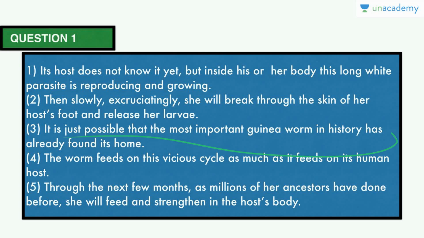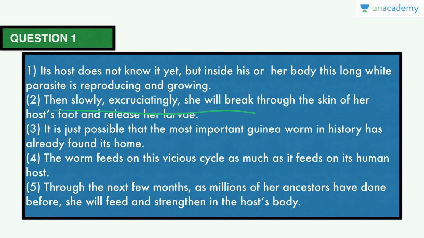Okay, so we're talking about the guinea worm in these sentences. Clearly, we're going to start off with sentence number 3 because it's the only one that introduces which worm we're talking about, the guinea worm. History has already found its home. What home? Through the next few months, no. We need to talk about the home first. Then, slowly, excruciatingly, she will break through. No. Its host. So first it is reproducing and growing, and then it will break through. Or on this vicious cycle, as much as it feeds on its human host. This vicious cycle. Which vicious cycle? I don't think this is a vicious cycle.